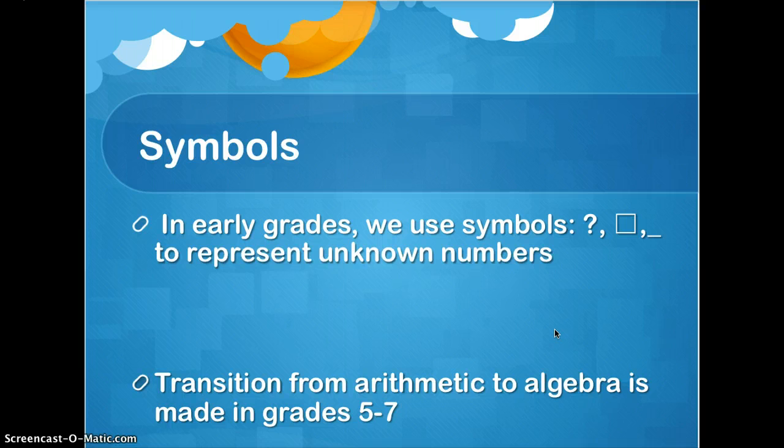Symbols in early grades are used to represent unknown numbers, and we use question marks, squares, or blank spaces. For example, we have 3 plus blank equals 5. Transition from arithmetic to algebra is usually made in grades 5 through 7.